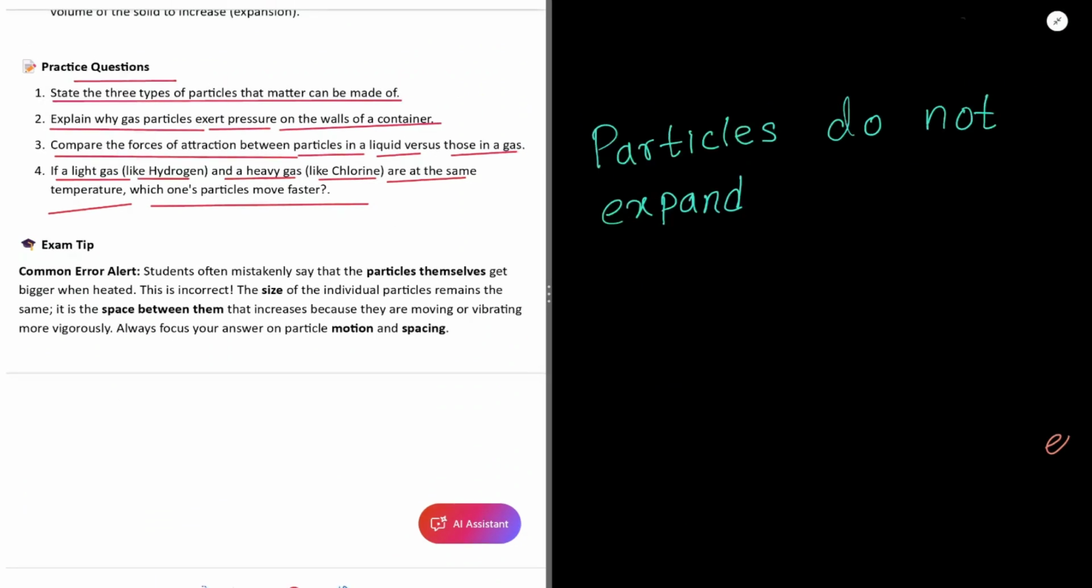The final exam tip: never say particles expand, because they don't. Only the gap between them gets bigger. Keep the particles the same size in your answers. That's lesson 1.2. I hope this cleared up the kinetic particle theory for you.